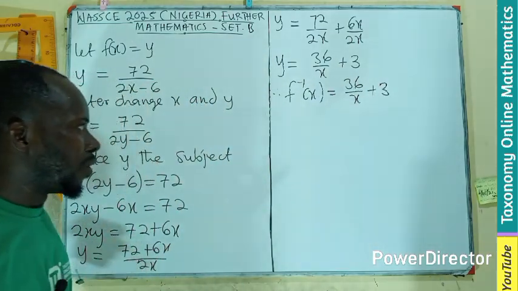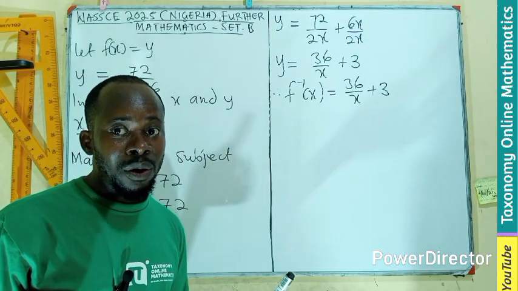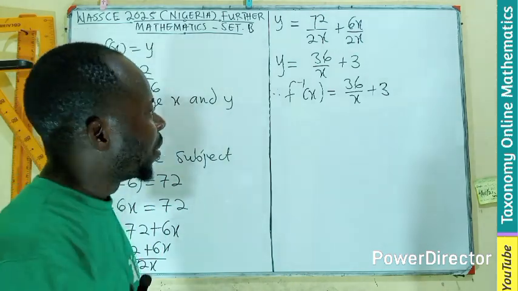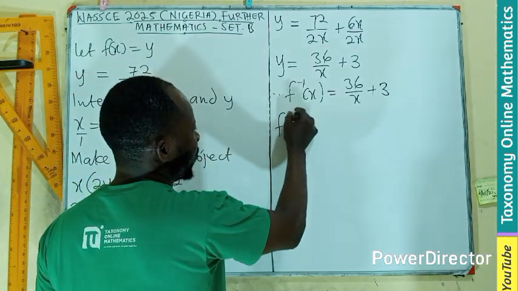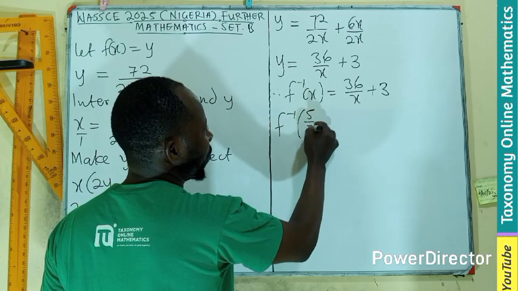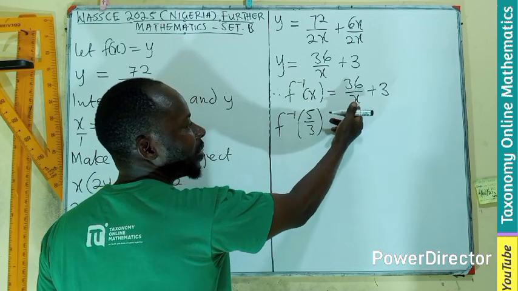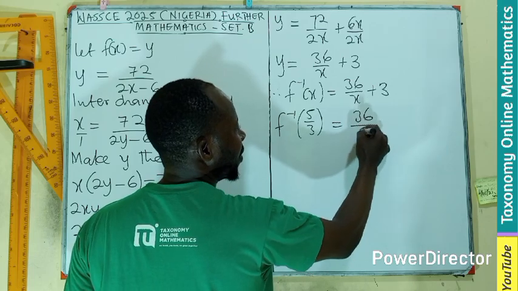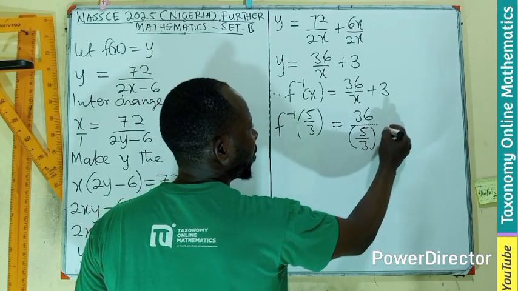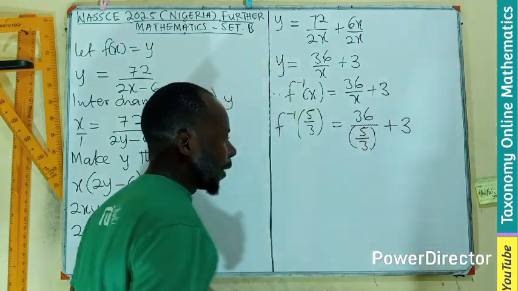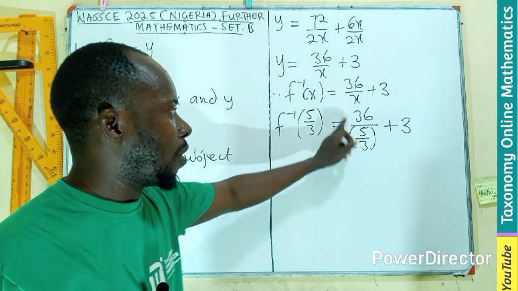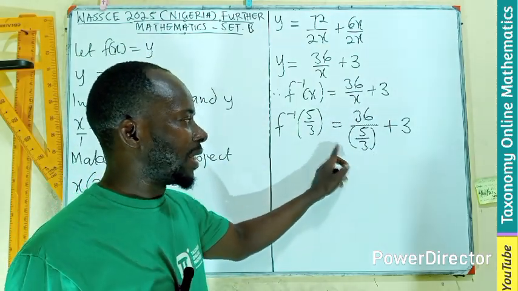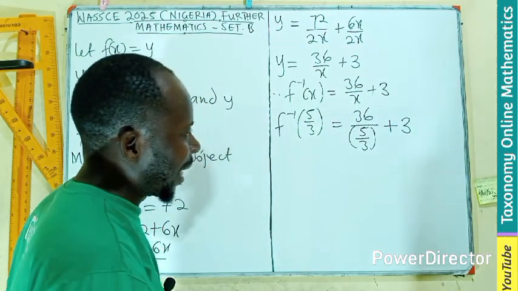But we are not looking for the inverse function alone. We need the image of that. So f prime of 5 on 3, replacing the x with this, becomes 36 divided by 5 on 3 plus 3. This can be solved separately. Then we bring in the 3. How do we do that?